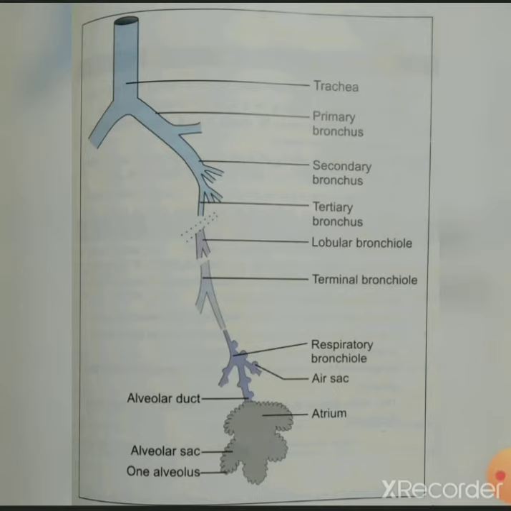which again subdivides into the respiratory bronchus, and in the respiratory bronchus you can see some air sacs. On each division there is a bulging, as you can see in this picture, that is called the air sacs. The respiratory bronchi consist of a duct called the alveolar duct, and it opens into a sac called the alveolar sac. The space inside, the entrance after the alveolar duct, is called the atrium, and the alveolar sac consists of alveoli.